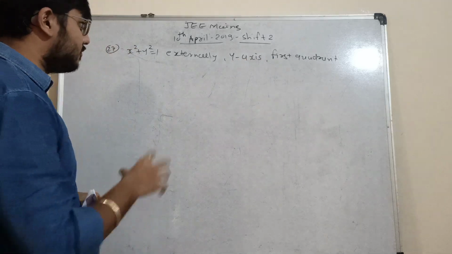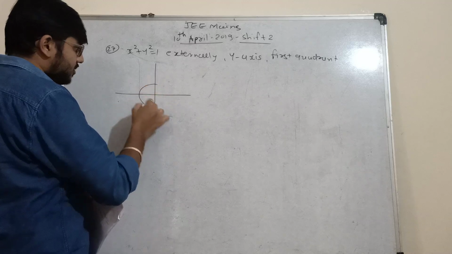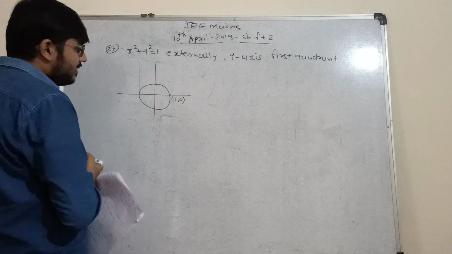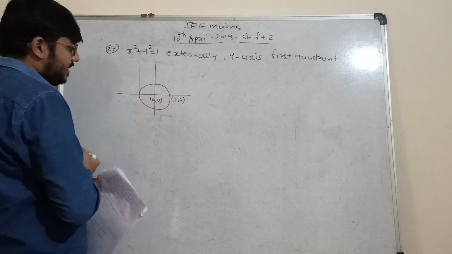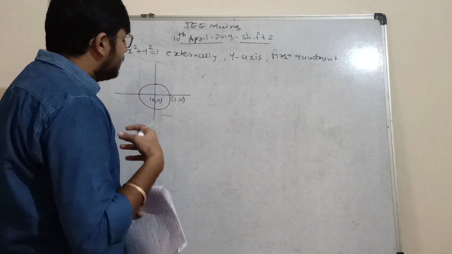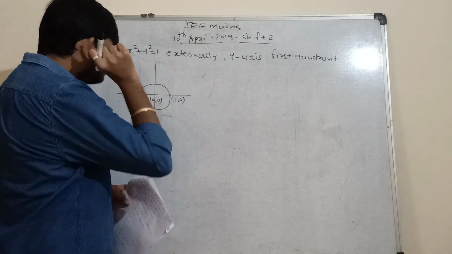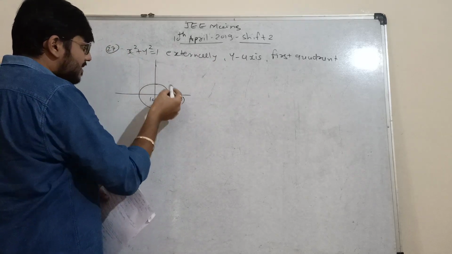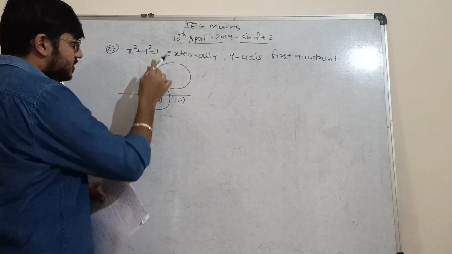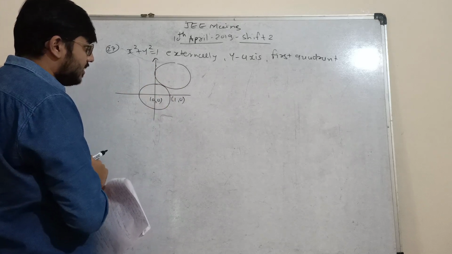Okay, so let's first of all figure out these conditions. If I plot the circle with equation x square plus y square equals 1, this is the circle having radius 1 and center at (0, 0). Now the circle whose center we need is touching this circle externally and the y-axis in the first quadrant. So maybe it can be something like this, right? This circle touches the y-axis and also touches this circle externally.